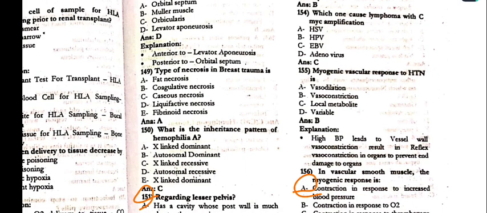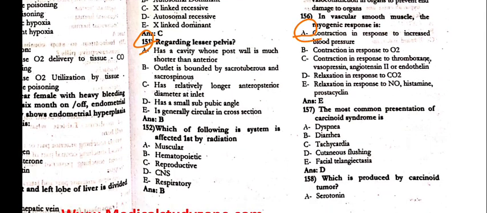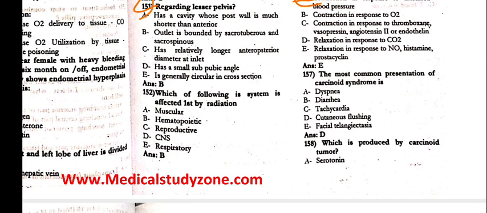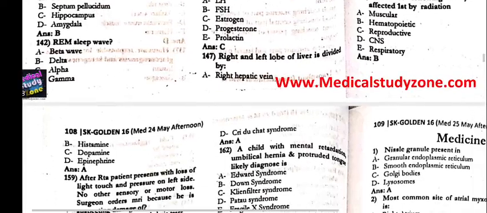The myogenic vascular response to hypertension is vasoconstriction. 156, in vascular smooth muscle, the response to nitric oxide, histamine, and prostacyclin is relaxation. 157, the most common presentation of carcinoid syndrome is cutaneous flushing, which is produced by the carcinoid tumor, that is the somatostatin.